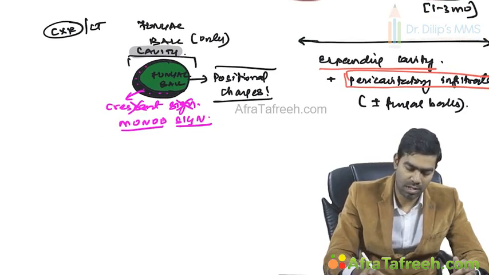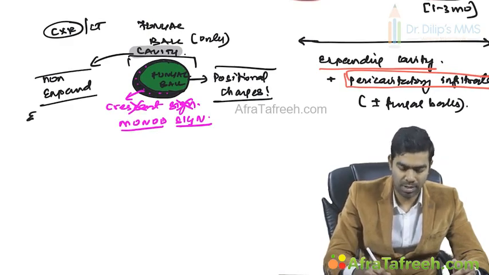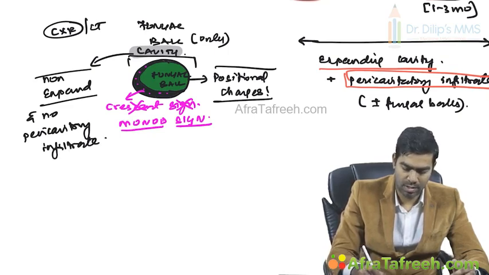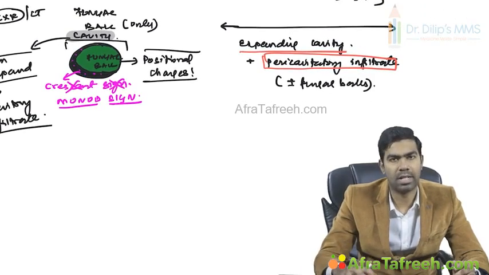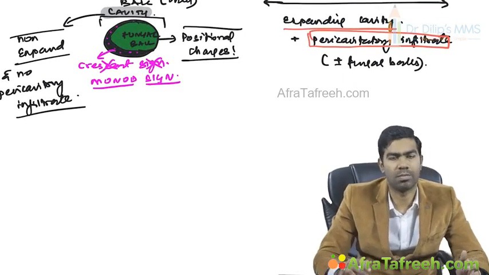But remember, here in the simple aspergilloma the cavity tends to be non-expanding, which means it doesn't progress at all. At the same time, there is no pericavitary infiltrate in a simple aspergilloma. Whereas in CCPA and CNPA, you're going to have a pericavitary infiltrate for sure because it's invasive. That's why your immune cells come there.